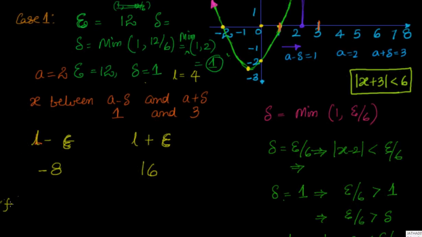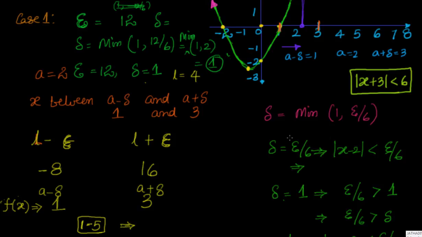F of x is nothing but... we have to check for any value between 1 and 3. Let us take the value 1.5. We want to check that at x equal to 1.5, which is between 1 and 3, that means between a minus delta and a plus delta, f of x should be between minus 8 and 16. So let us check that.